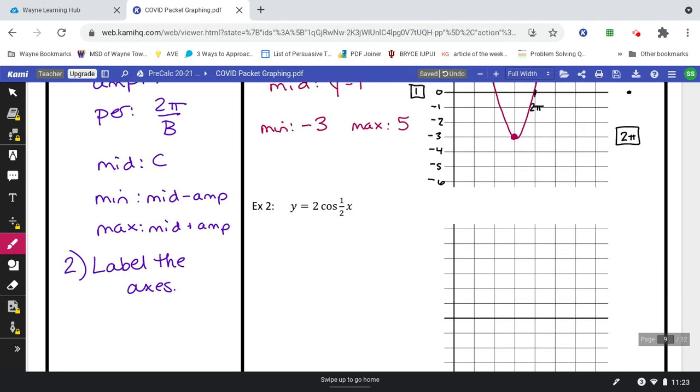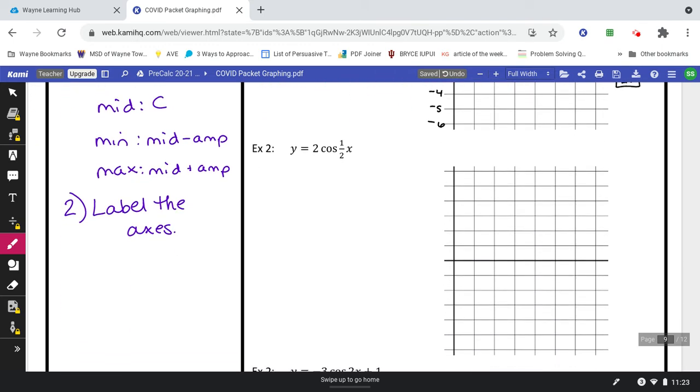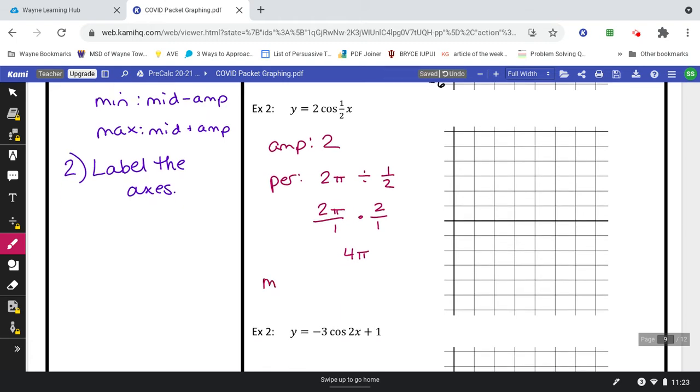For example number 2, we have y equals 2 cosine of 1/2 x. Amplitude will be 2. Period, we have to do a little bit differently. We have to do 2 pi divided by 1/2 since you have a fraction. Then we'll flip the second fraction and multiply, giving us an answer of 4 pi. The midline is 0, which makes the minimum and the maximum pretty easy. The minimum, 2 below 0, negative 2, and the maximum, 2 above 0, positive 2.